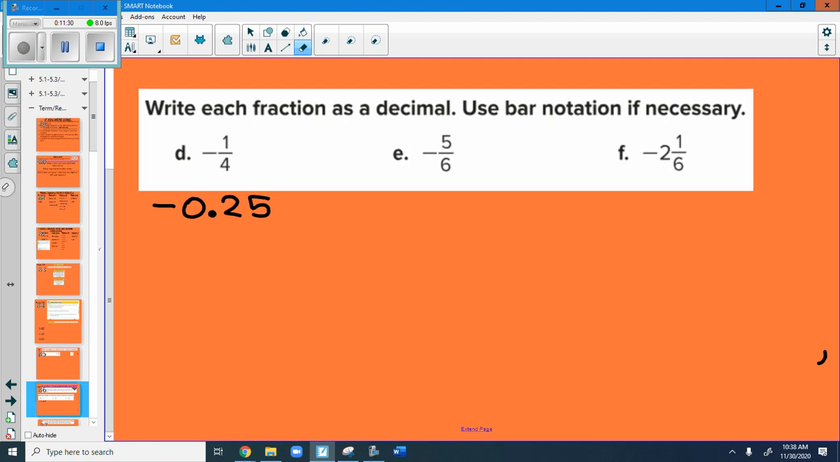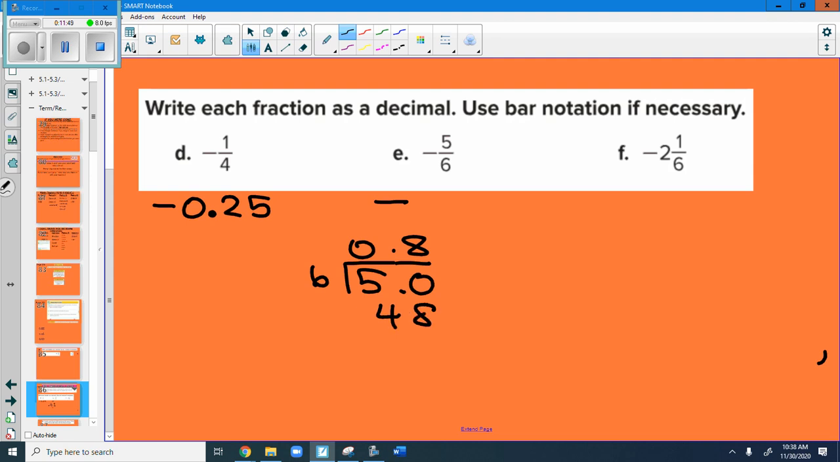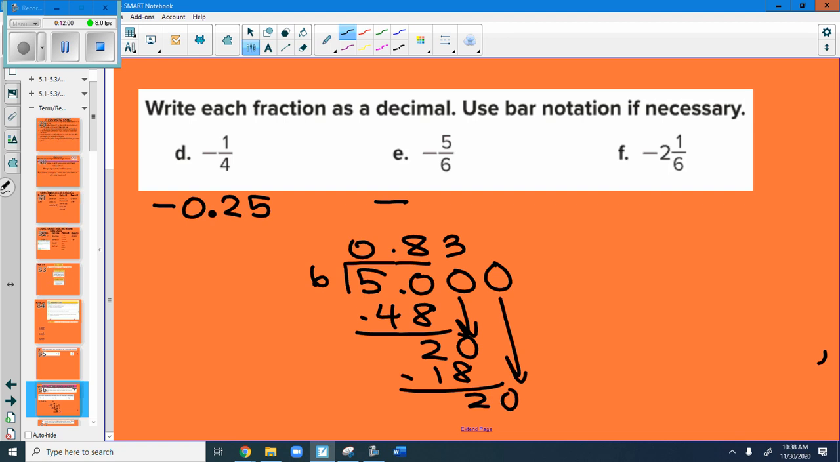The second one, negative 5/6. Automatically, when you see that negative sign, I would write it in your answer so you don't forget it and then come back up to it. Okay, so 5 divided by 6. How many times can 6 go into 50? 8. 6 times 8 is 48. Subtract and we get 2. Add a 0, bring down, 6 into 20, 3. Subtract and we get 18. We have 2 left over. Add a 0, bring down, 6 into 20, 3. So what is happening here?